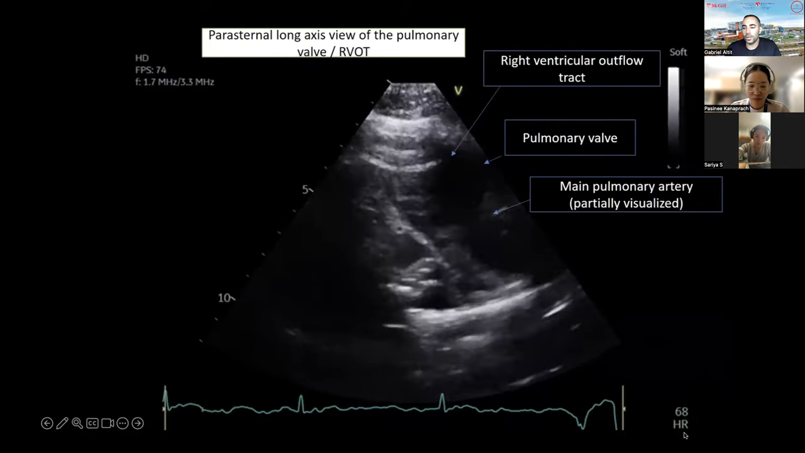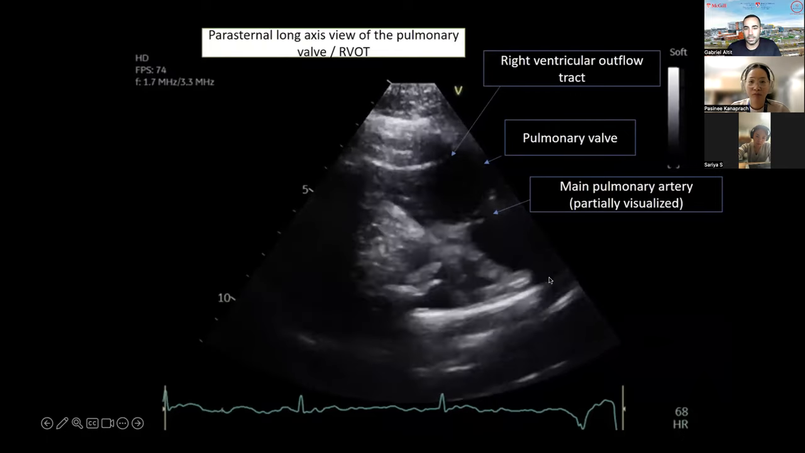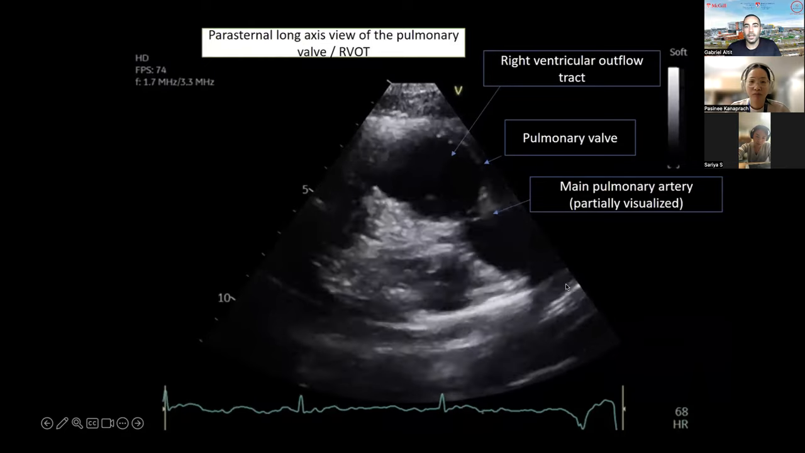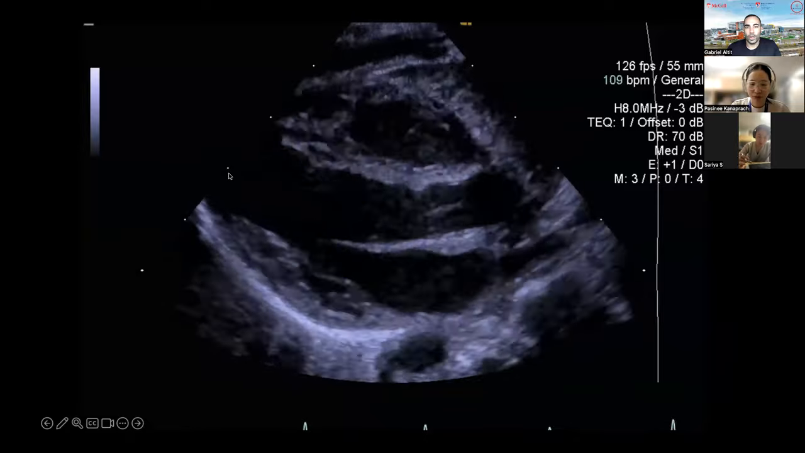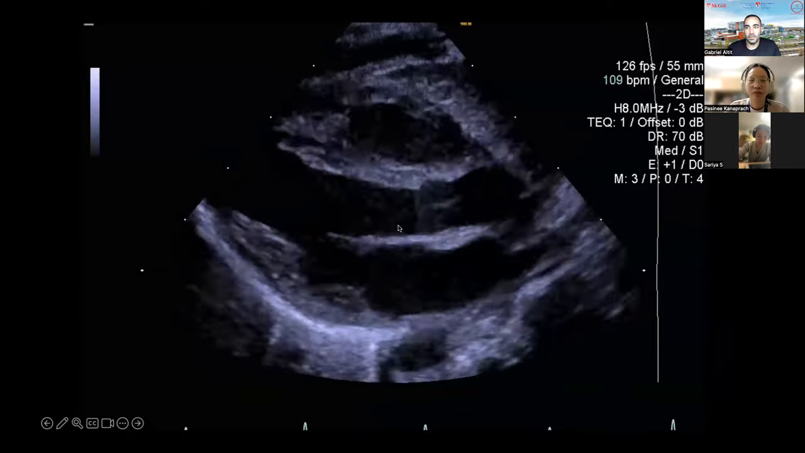And you can also see the heart rate here that's based on the ECG tracing. Okay. So let's start with a child, a baby. This is a term baby.